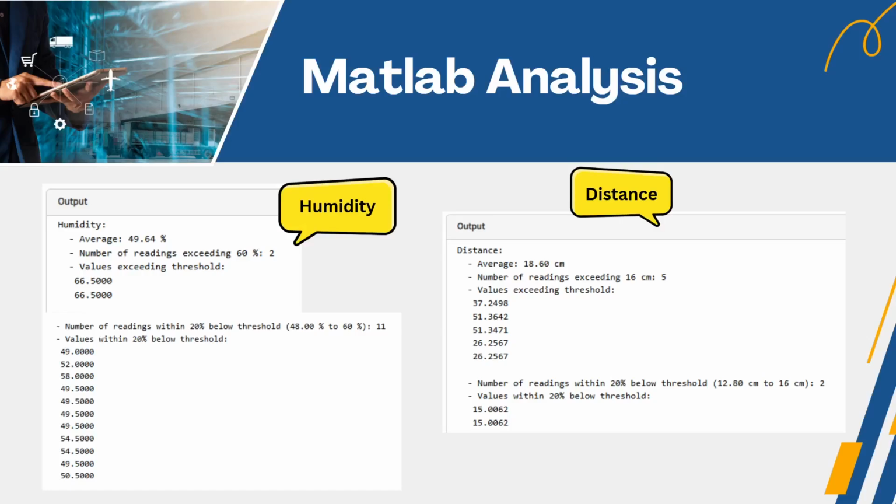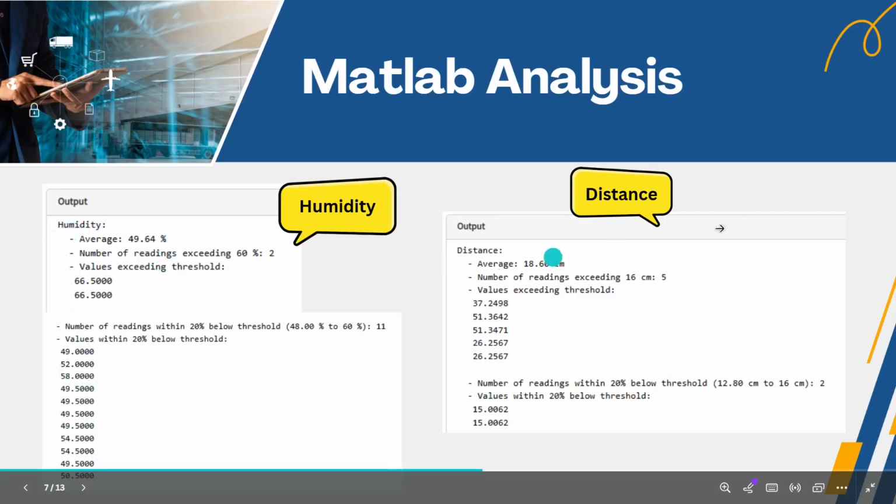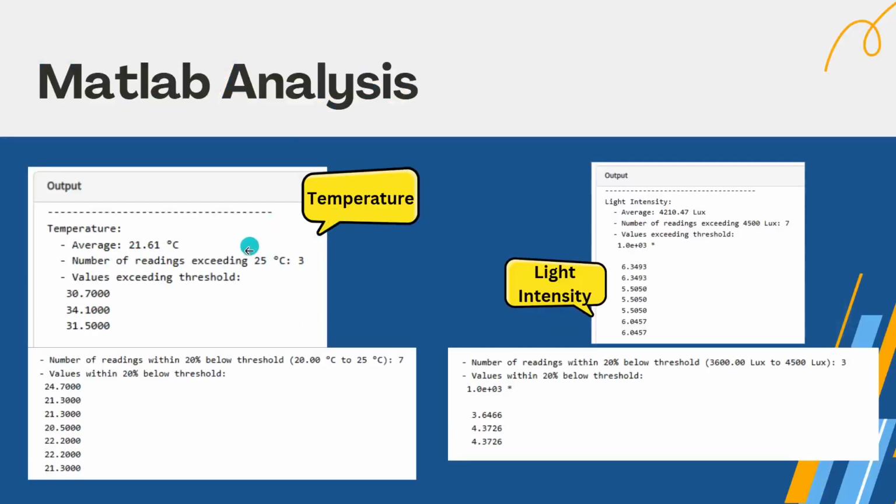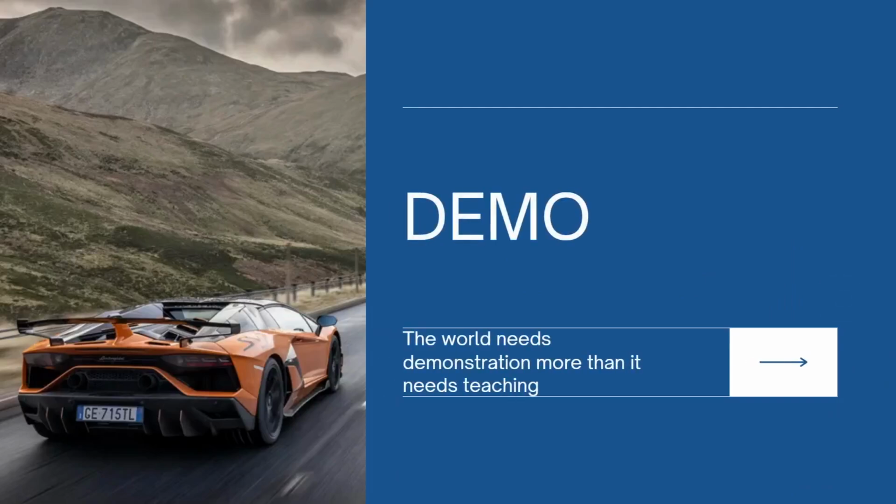Moving on, this is the MATLAB analysis part. The first one is humidity. It measures the average value and projects those exceeding the threshold, which I set at 60%, and also the number of readings within the 20% below threshold. All the values are listed down. Similarly for distance, the threshold I set is 60 cm, and for temperature the threshold is 25 degrees Celsius. They will project all the results as well. For the light, I set the threshold at 4500.